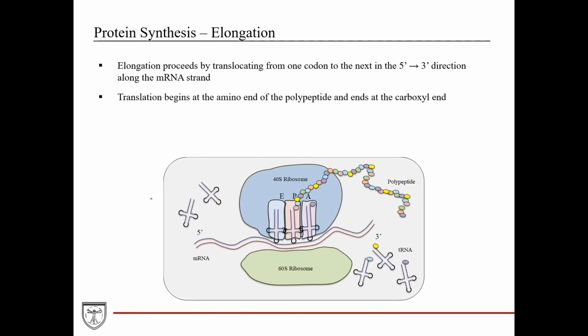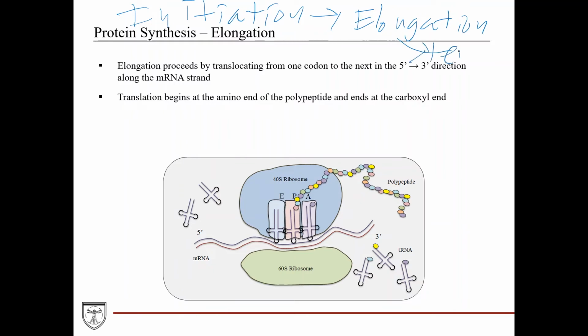Then the next step is elongation. So here we'll draw this up here. You have initiation, which we talked about on the previous two slides. Then you have elongation, which is the process of actually moving down and carrying out translation of the rest of the strand. And then you have termination, which is when you hit those stop codons.